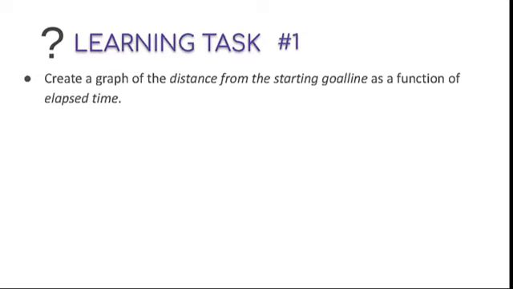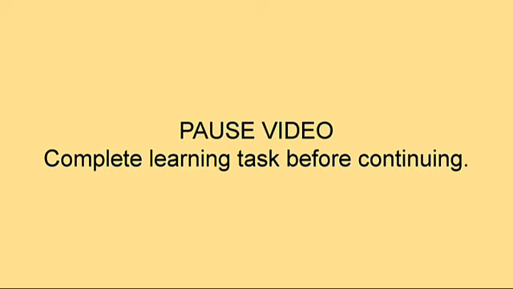Your task is to create a graph of the distance from the starting goal line as a function of the elapsed time. For context, the starting goal line is where the runner was standing before he took off with the football. Stop the video and complete the learning task before continuing. You may want to watch the touchdown video repeatedly to do the learning task.